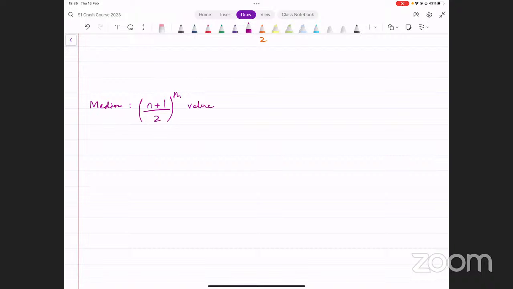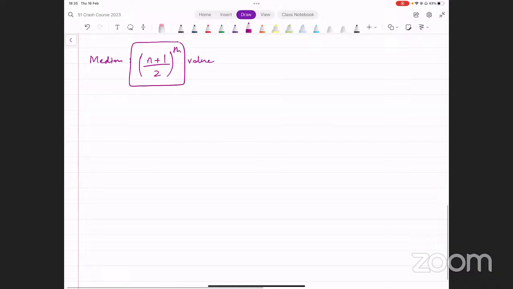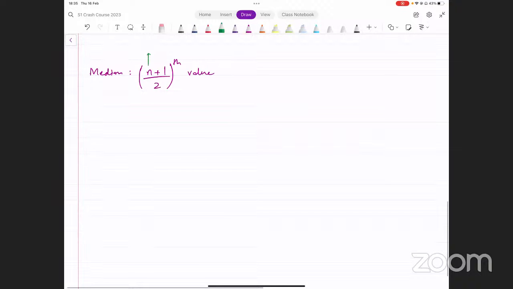So the value that comes at this position, that is going to be your median. All right. Now, what does n represent in this case? N is the number of values. So if you had like 25, 30, 40 values in your data like this, how would you find the median? You would use this formula.